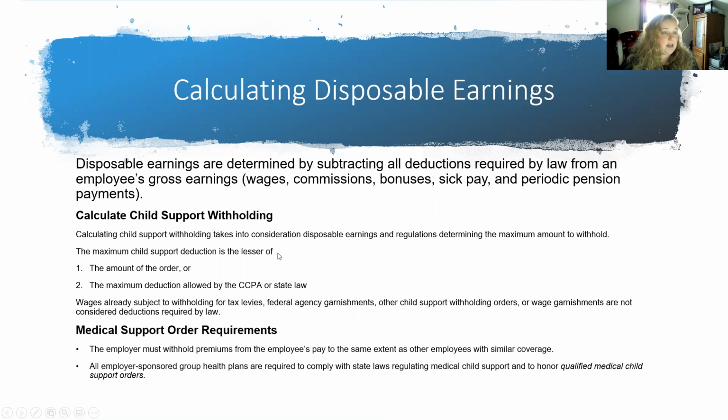Disposable earnings. I will tell you, I had lots of disposable earnings questions on my CPP exam as well. So disposable earnings are calculated by taking all of your pay and subtracting all deductions required by law. So you want to make sure that you're not deducting things that are not required by law to get your disposable earnings. So make sure, taxes are required by law. So your disposable earnings are going to be all of the earnings minus those things that are required by law, taxes, basically.